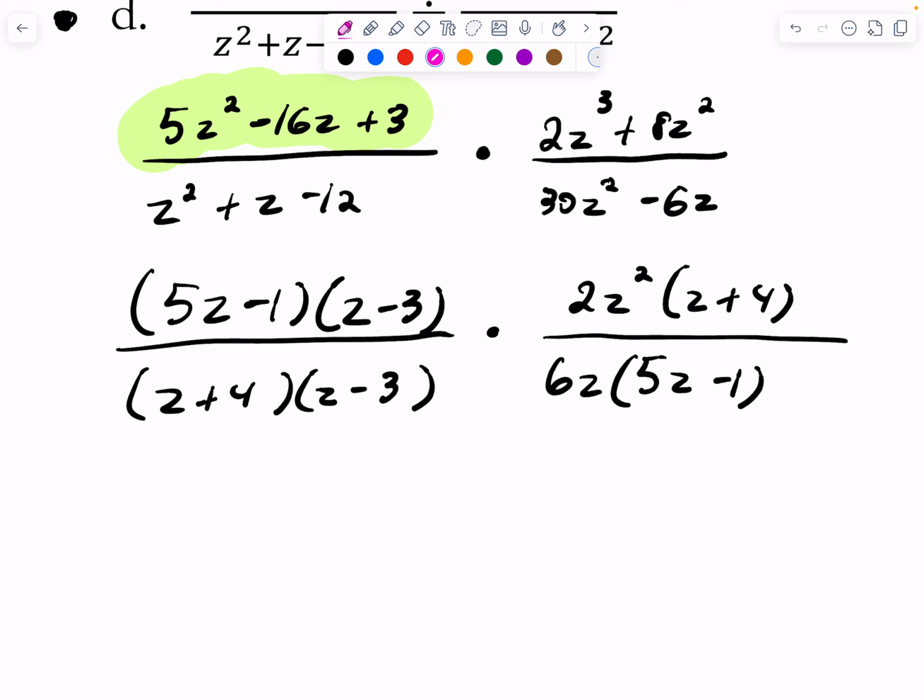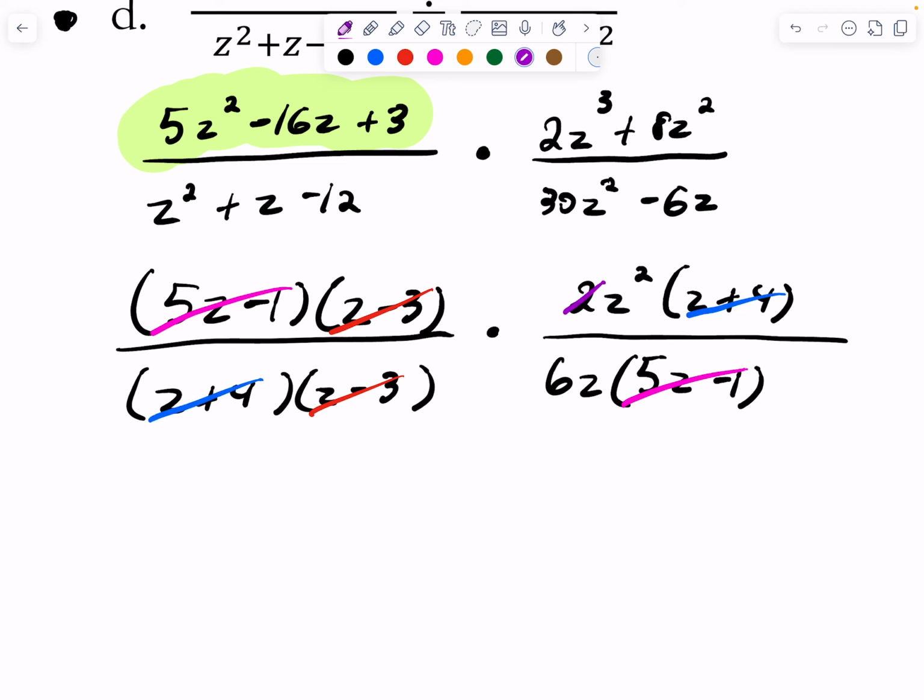And so we're ready to cross out anything that's on the top with anything that matches on the bottom. And it can be in either one of these rational expressions, right? Because we're multiplying, it doesn't matter. So for example, the 5z minus 1 is matching with this one, that can cross out. The z minus 3, that crosses out. The z plus 4, that crosses out.